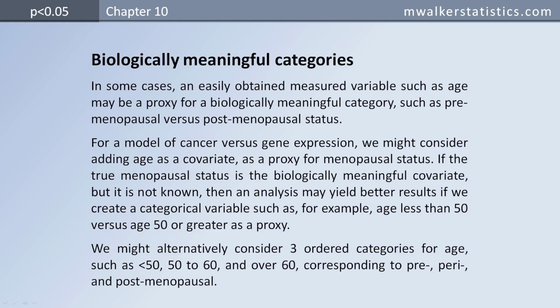If the true menopausal status is the biologically meaningful covariate, but it is not known, then an analysis may yield better results if we create a categorical variable, such as, for example, age less than 50 versus age 50 or greater as a proxy. We might alternatively consider three ordered categories for age, such as less than 50, 50 to 60, and over 60, corresponding to pre, peri, and postmenopausal.